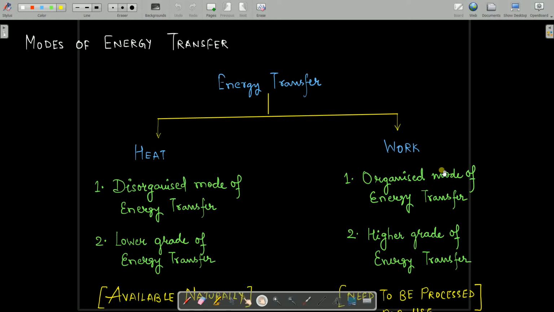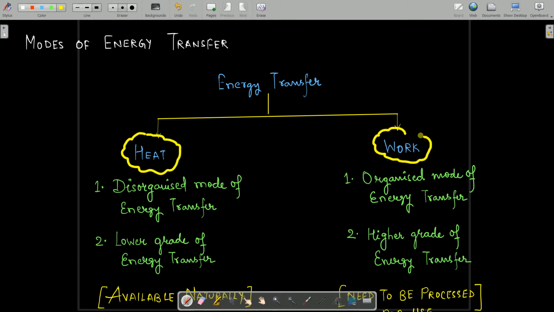In the previous class, I gave you a concept called energy transfer. So in thermodynamics, we are interested in transfer of energy. So obviously there should be certain modes or mediums through which the energy has to be transferred. So what are the modes of energy transfer? Broadly speaking, the energy transfer can happen by two means, either by heat or by work.